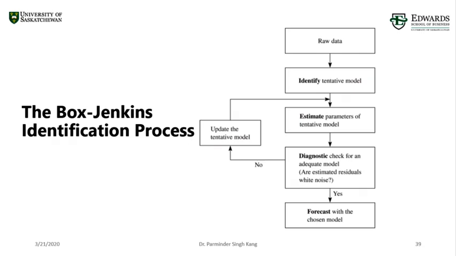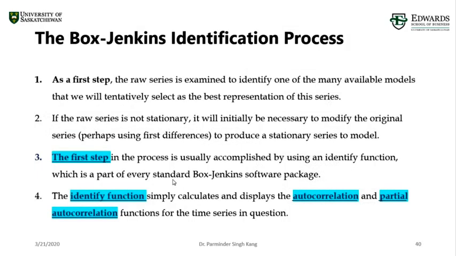As we walk through the Box-Jenkins identification process explanation, please keep this diagram in mind, so that you know which step we are at. The very first step is examining the raw data. The first question you should ask is, is the raw time series stationary? If not, we take the first difference to make the time series stationary. Once you have checked that, we'll start with step number 1, which is the identification process.